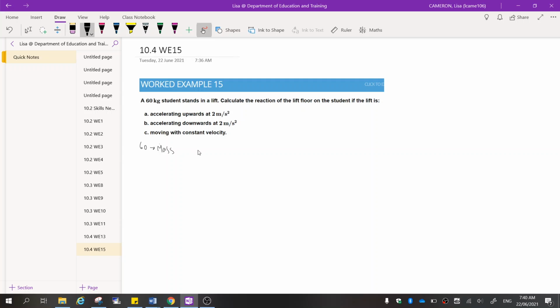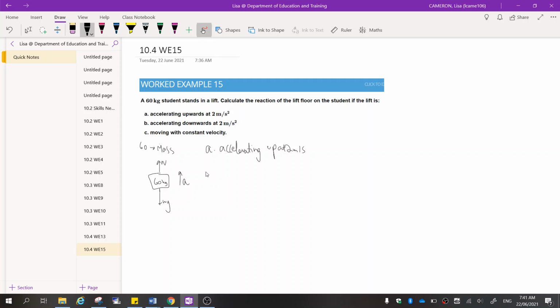If it's accelerating up at 2 meters per second squared, that means for part A, it's accelerating up at 2 meters per second squared. And we know that our force diagram will look something like this. So the 60 kilograms is in here. We'll have our weight force going down, WG, and we'll have our normal force going up. Now in part A, we're accelerating up at 2 meters per second squared, which means acceleration is moving in this direction.